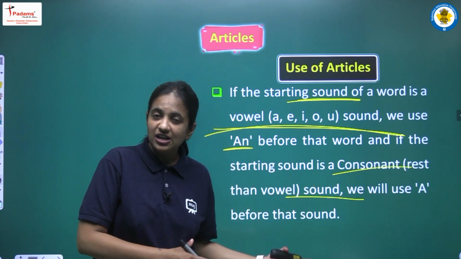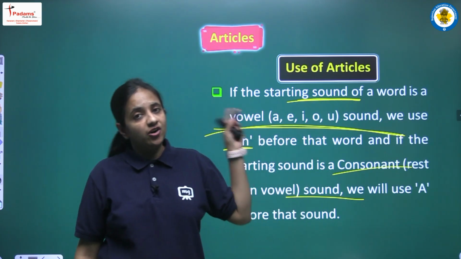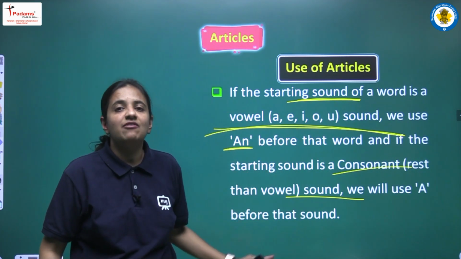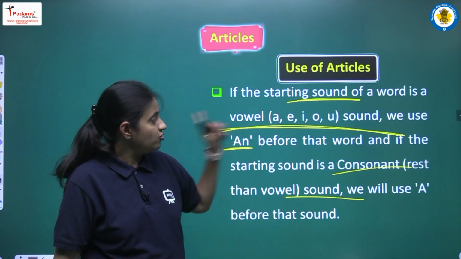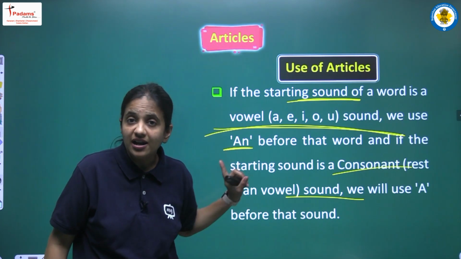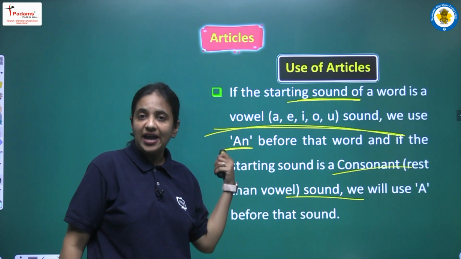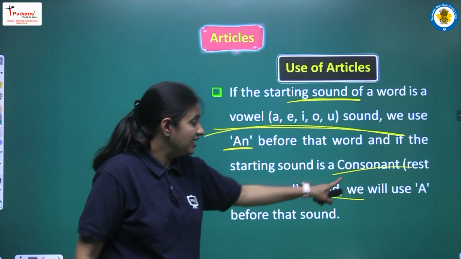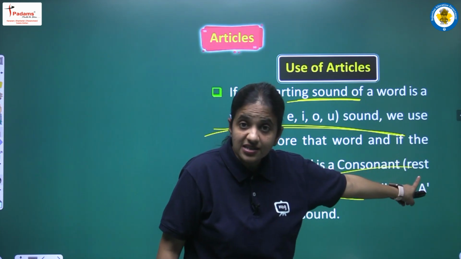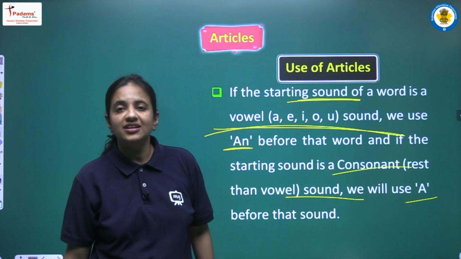All the rest of the alphabets, right? These 5 alphabets are known as vowels, और इन 5 alphabets के अलावा जो बाकी के alphabets हैं, they are known as consonants. So we have talked about this, that if we have a vowel sound in the beginning of a word, then we have to use an. And the second thing is that if the beginning sound is a consonant sound, then we have to use a before that word.